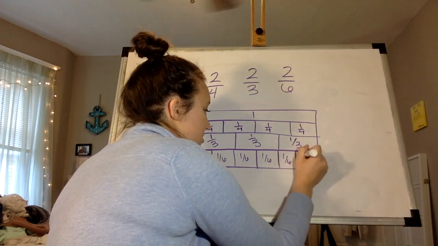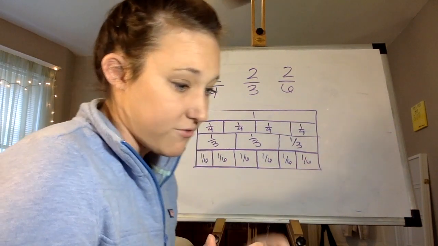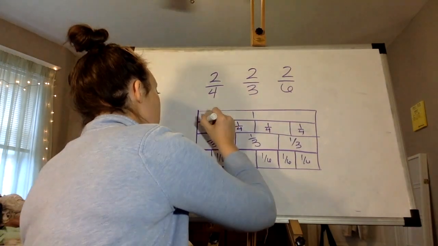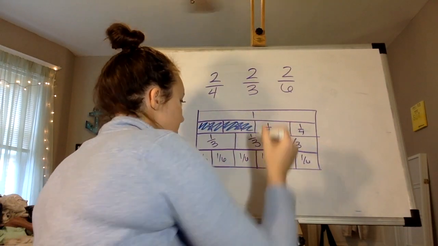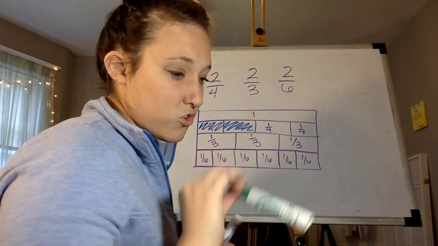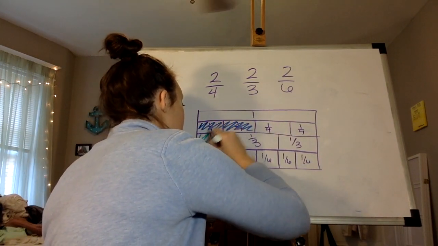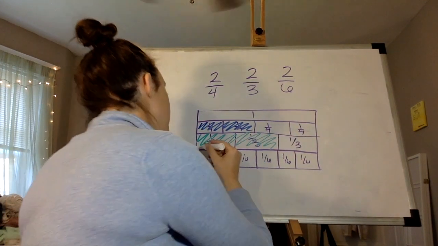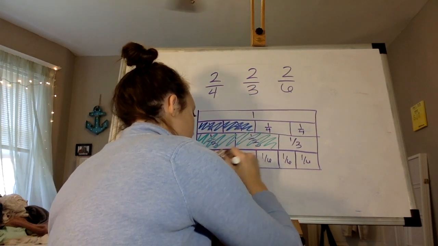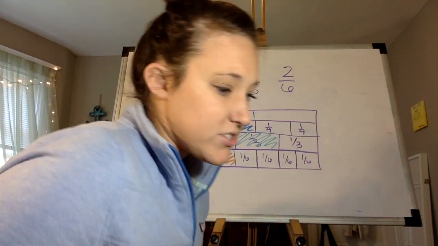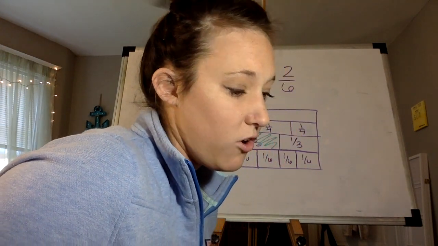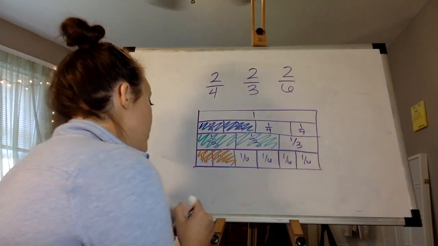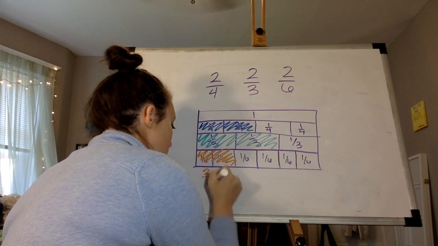All right, once we have our fraction strips drawn, well, they have it drawn for you, so all you have to do is shade. So I'm going to shade my 2/4, just like that. And then I will shade my 2/3. And then finally, I'm shading my 2/6. All right. So 2 over what is the shortest? Well, if I'm looking at these, my 2/6 is the shortest.